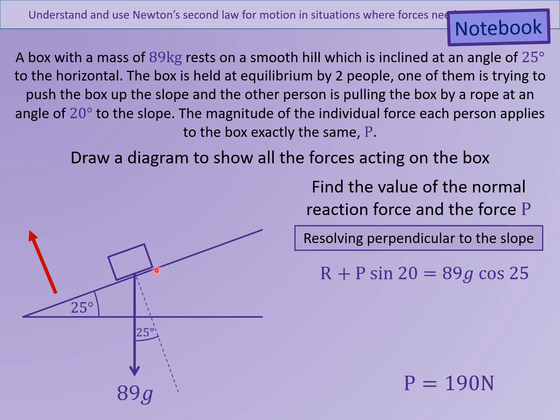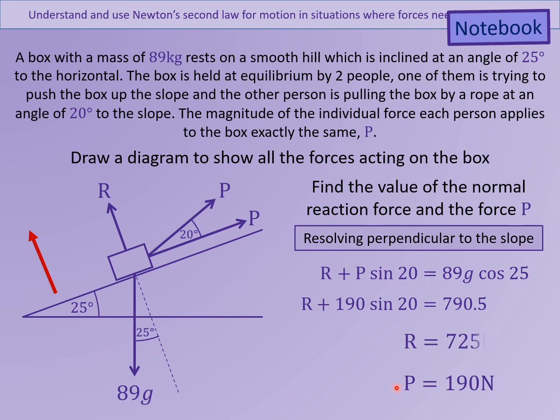Notice the person that was pushing the box up the slope doesn't come into this at all, because they are perpendicular to that, so they didn't have any force pushing up and down. We can ignore them. The same as we ignored R in the previous one with the parallel, we can ignore the person that's pushing up the slope because they are perpendicular to each other. Right, so a bit of rearranging. Don't forget we know what P is now. We can put the 190 in, rearrange it, and well done if you got R equals 725 newtons.